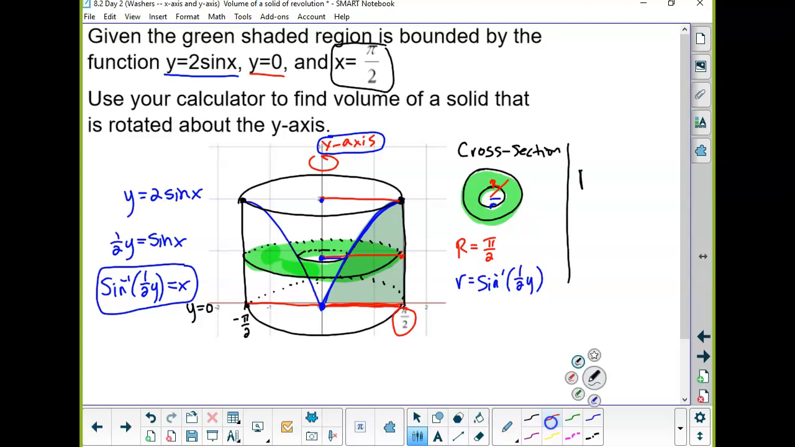Now, the more you do this, you don't have to write the area formula out separately. You can do it right in your integral. I just like to provide you with a little more detail. The area of that washer is pi times the big radius squared minus the small radius squared. And we already know what those are, so you can plug those in. Do be careful with parentheses, because you're squaring the entire radius.